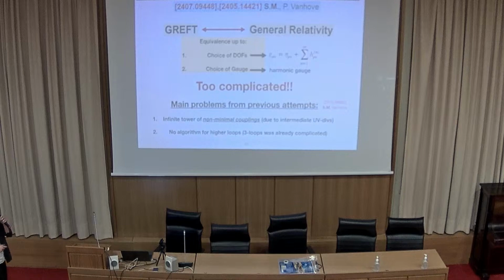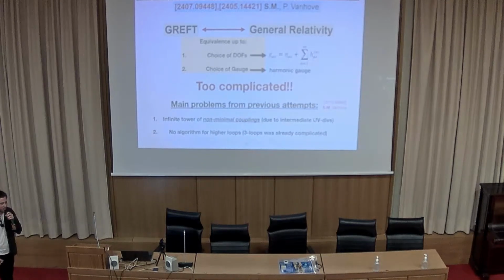And there are two main problems when dealing with this off-shell quantity. The first is that you have intermediate UV divergences that come from your description of the point particle. They are intermediate in the sense that we know that they are a gauge feature, but in order to be self-consistent in between the computation, you need to take them into account. And this is an infinite tower of these non-minimal couplings that you need to add to regularize your stress tensor and your subsequent metric. The second is that there is no algorithm for higher loops, so we went up to 3 loops, but going higher it's a bit of a pain.